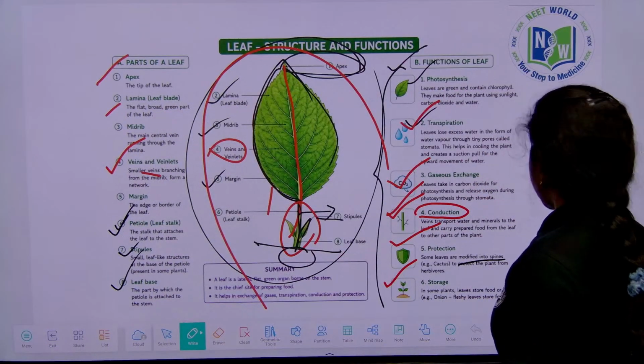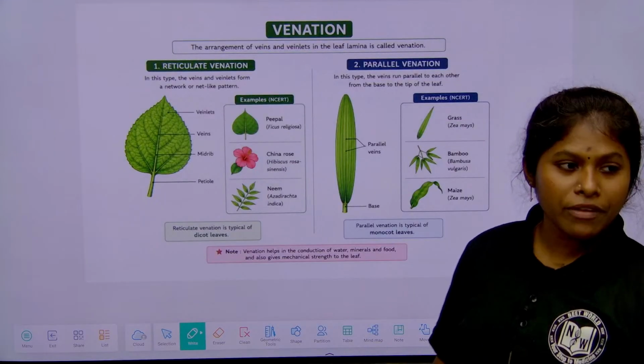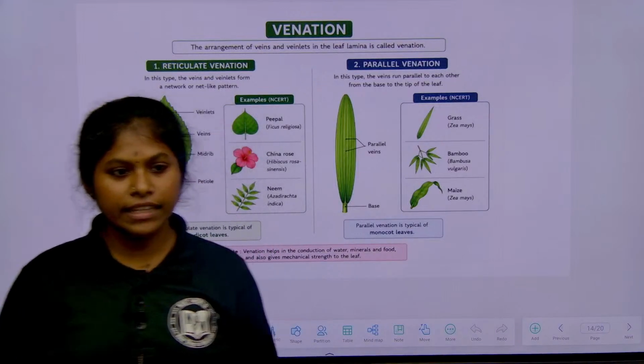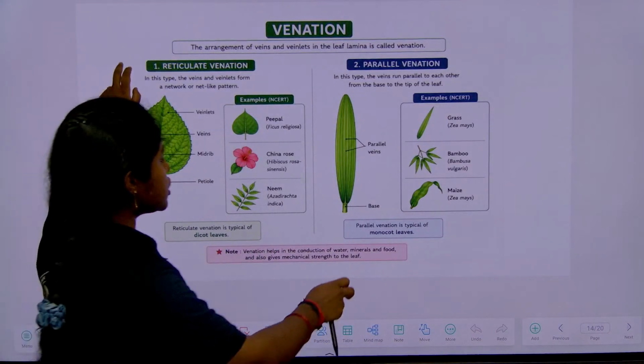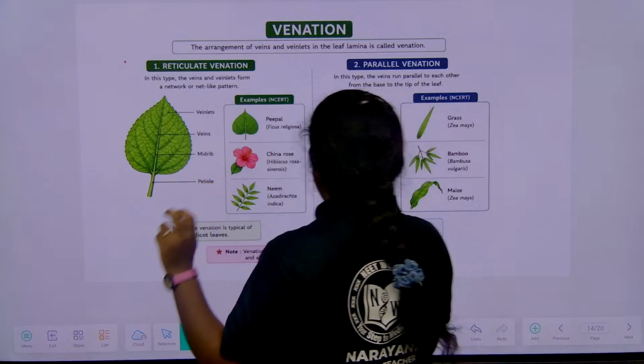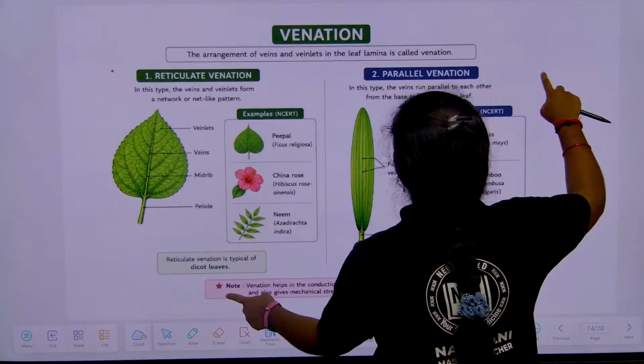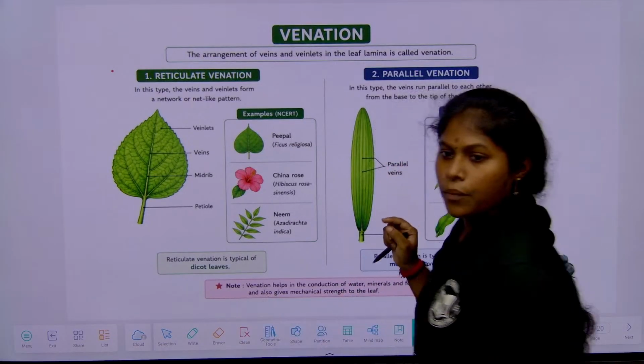So next, venation. What is meant by venation? We know that veins and veinlets are there in the leaf. The arrangement of veins and veinlets in the leaf lamina is called venation.